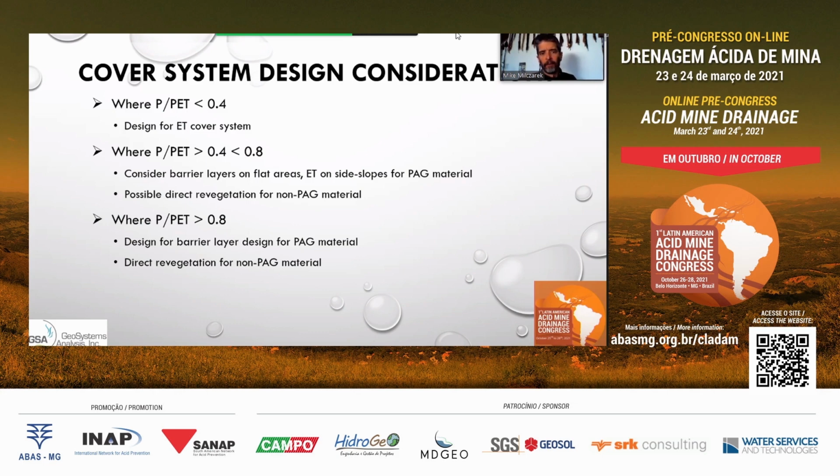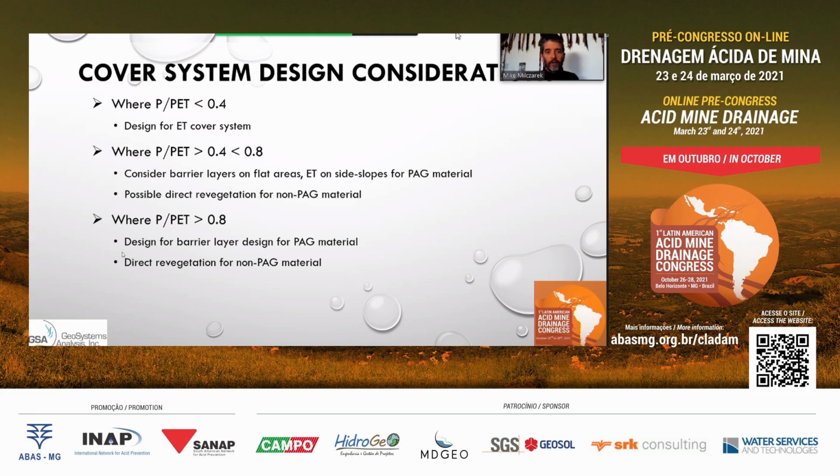You might want to consider barrier layers on your flat areas, because typically your flat areas don't get much runoff, and so they can be focus points for net infiltration. And so there's some low hanging fruit there, where you can reduce net infiltration on your flat areas by going to a more complicated cover system. And then you're also starting to get into the range now where you can consider direct vegetation for non-PAG materials.